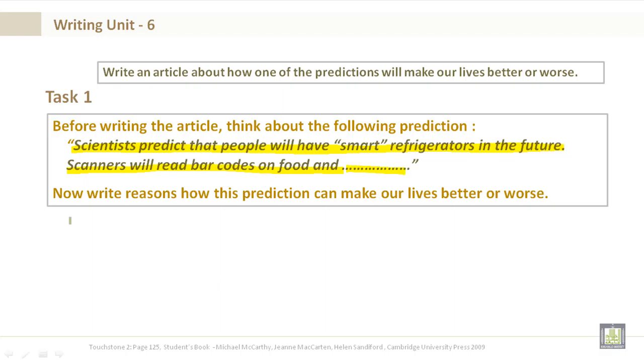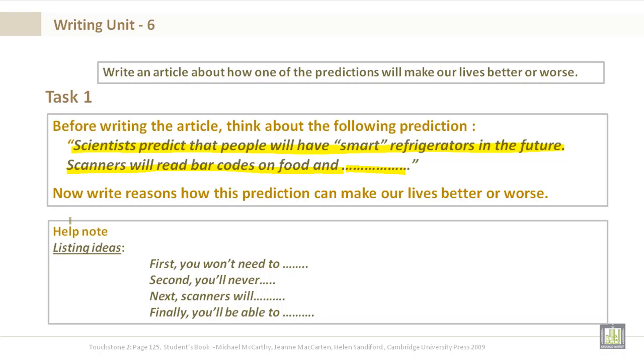Now some of these things have already happened. You should have a general idea. Here are some ideas. First, you won't need to. Second, you'll never. Next, scanners will. And finally, you'll be able to. Use these to get your sentences started.